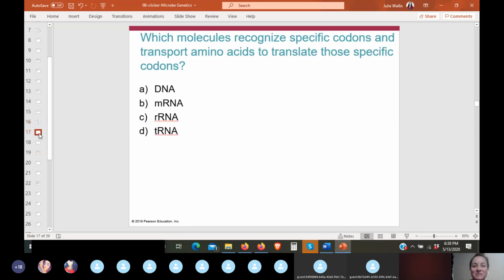Okay, which molecules recognize specific codons and transport amino acids to translate those specific codons? So I was just talking about this.